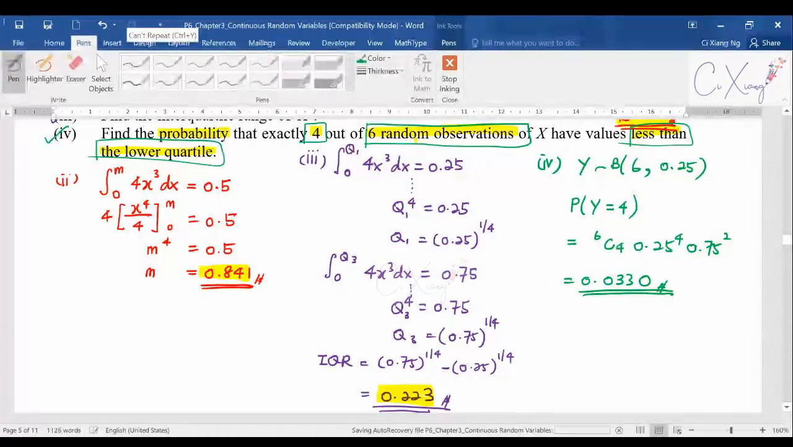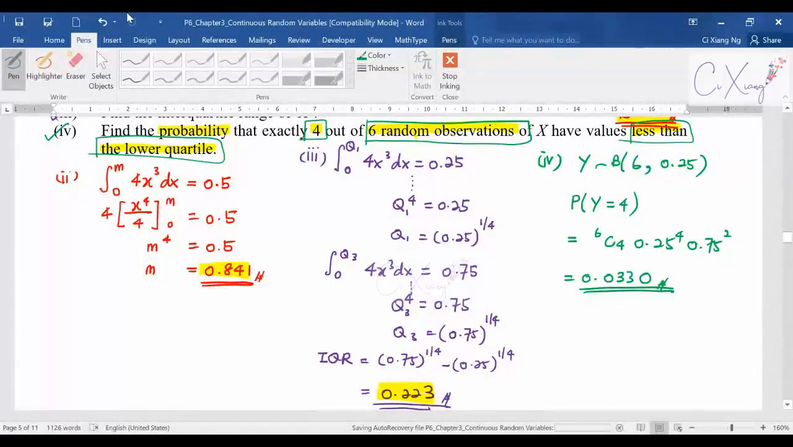From this question, you see that they actually try to link the binomial distribution that you learned last semester with this continuous random variable. So just make sure you know how to identify it. Okay, no problem. Let's continue to the next example.